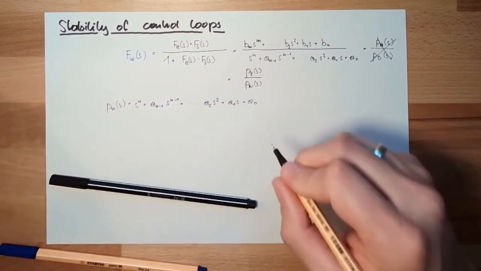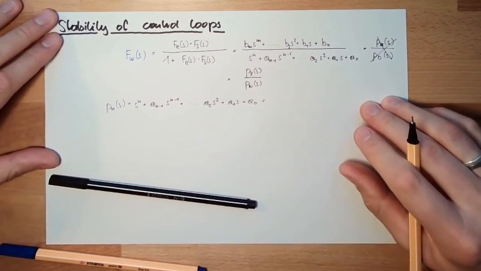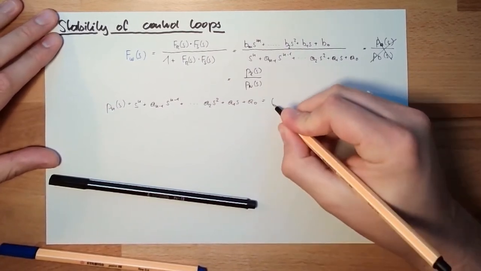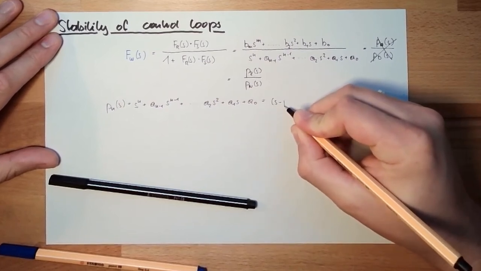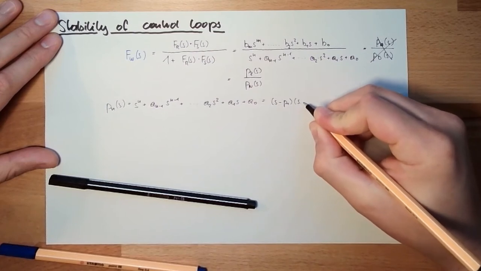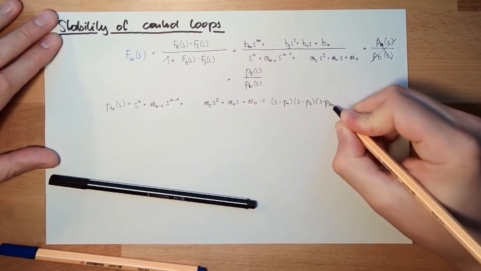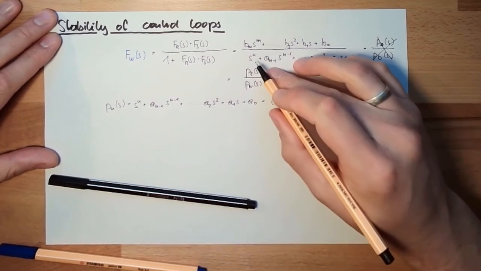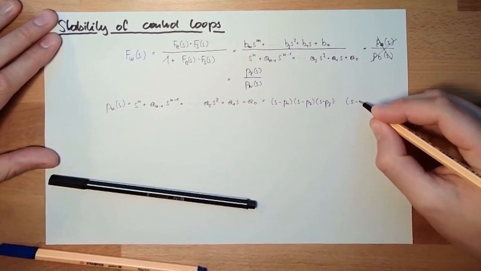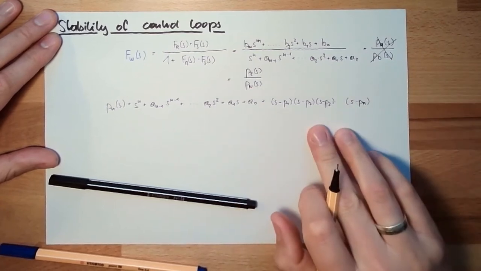So we calculate the zero positions, and we can write (s minus p1) multiplied by (s minus p2) multiplied by (s minus p3) and so on. And it's nth grade, so we'll have n null positions. It's pretty much the same.